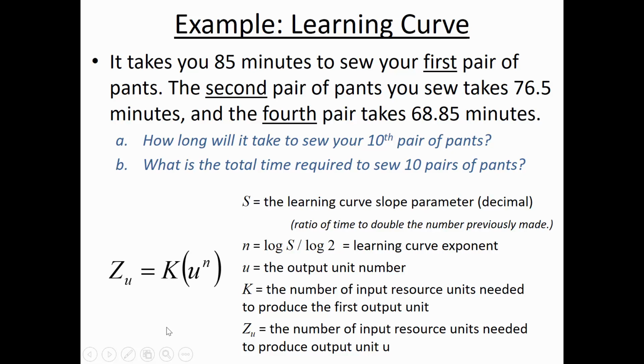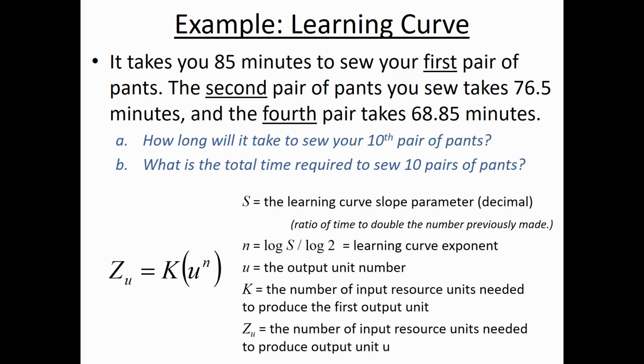So let me illustrate that for you. Let's say that you're making pants and it took you 85 minutes to sew the first pair, and the second pair of pants was 76.5. The fourth pair of pants was 68.85 minutes. Okay, so the first thing we do is identify what K is. K is going to be the number of input units needed to produce the first output unit. So K is 85 in this case, 85 minutes.